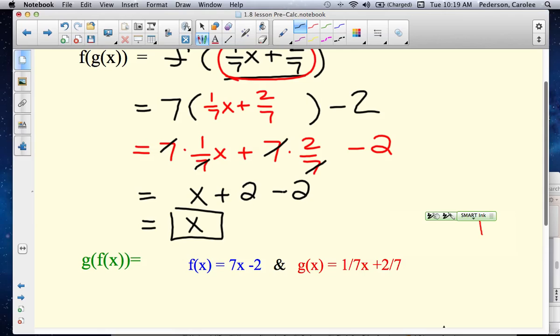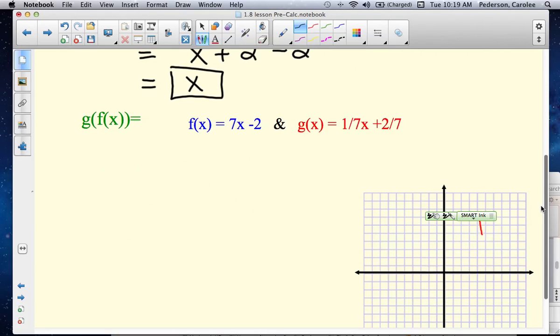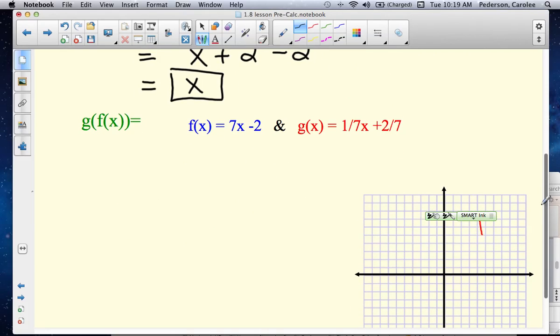Now I have to do it again. I have to do the g of f. G of f of x. So I'm going to give you about 1 minute or so. I just copied those functions again for you. You do the g of f and see if you get x as an answer.